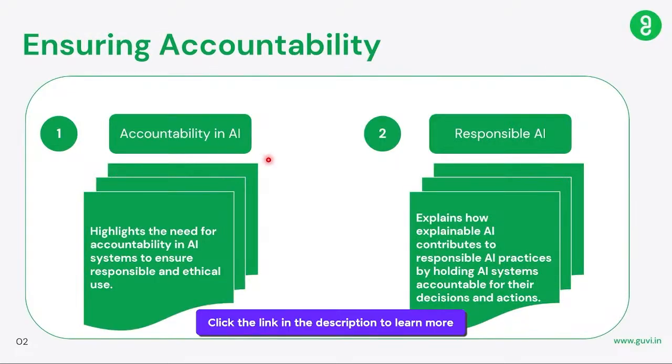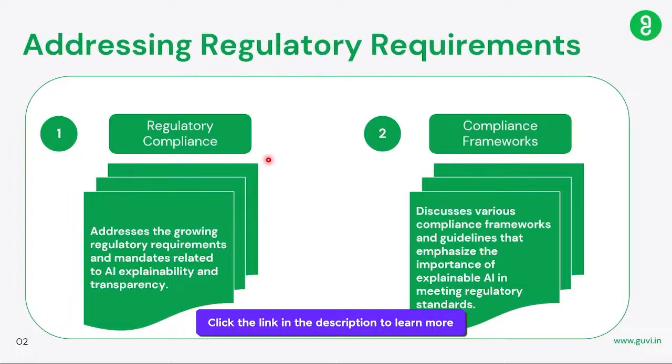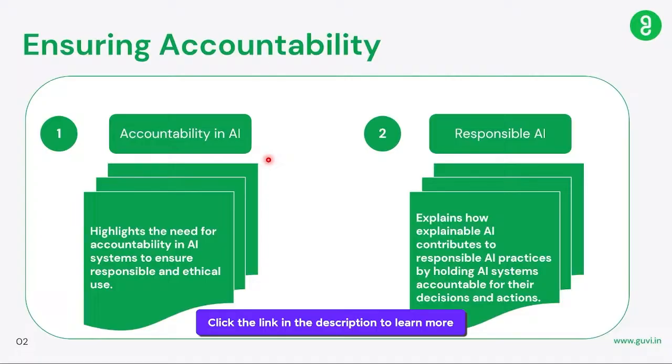Now let's see how ensuring accountability and addressing regulatory requirements are so important. Accountability is a fundamental aspect of responsible AI deployment, especially in high stake applications where AI decisions can have significant consequences. Explainability plays a crucial role in ensuring accountability by allowing users to trace and understand the reasoning behind AI outputs.